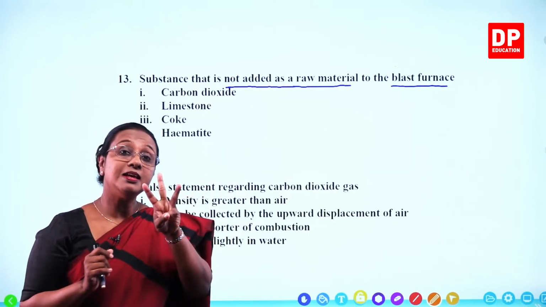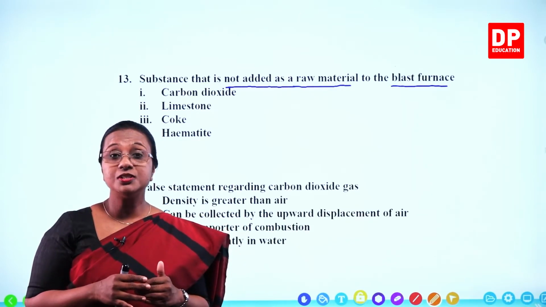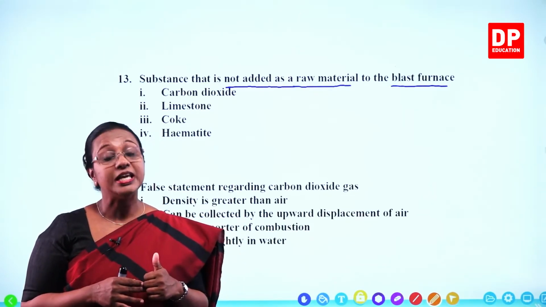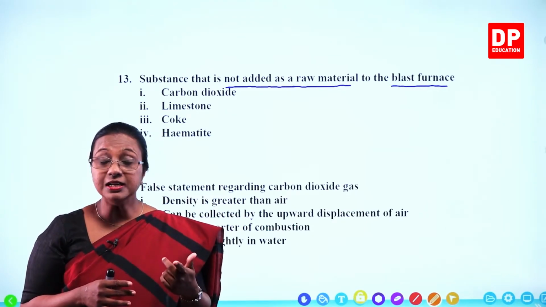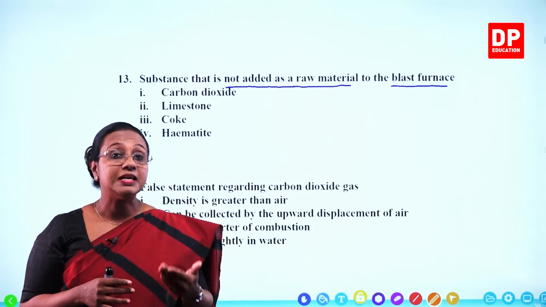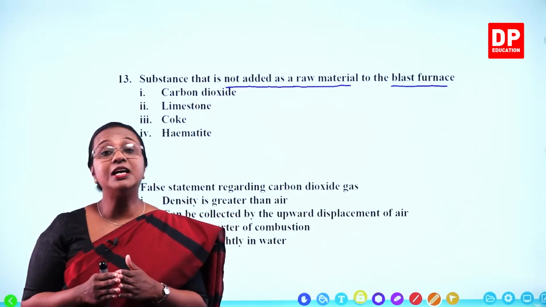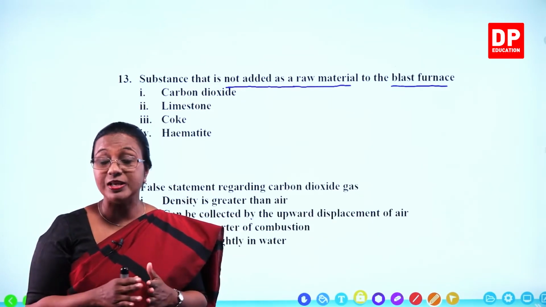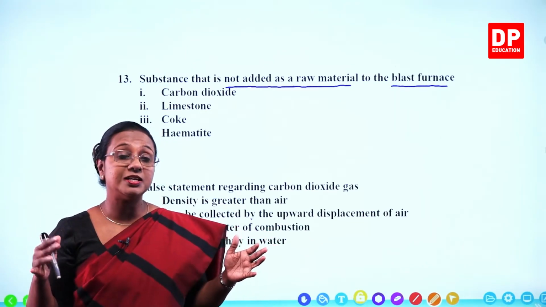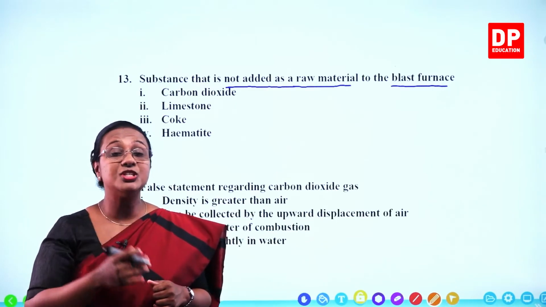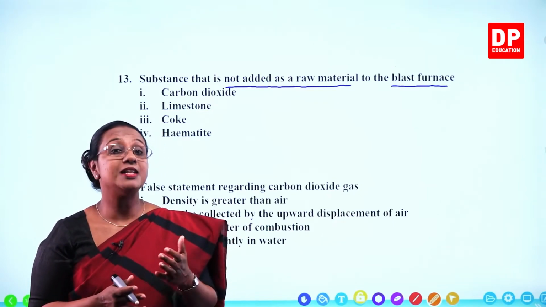And there are 3 different raw materials added to the blast furnace. Can you all recall those? One is the iron ore, hematite, Fe2O3. The other one is carbon in the form of coke, because it is needed to produce carbon monoxide, and also it evolves a large amount of heat when it reacts with oxygen. So that actually helps to increase the temperature of the blast furnace to a range between 1000 and 1900 degrees Celsius. Then we have limestone, calcium carbonate.